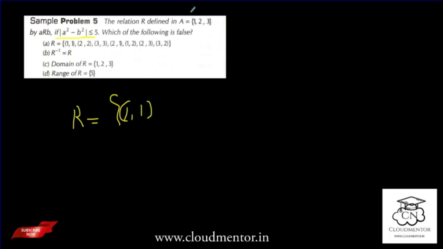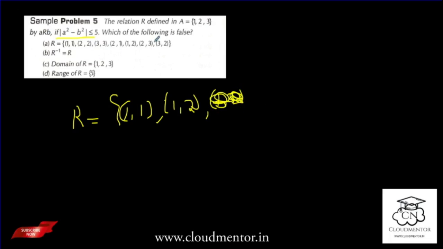And 1 can be related to 2 also, that is 1, 2 and 1, 3. They are not contradicting this relation, that is mod a square minus b square is less than or equal to 5. So here 1 square minus 2 square will be equal to 3. So we can write this 1, 3.